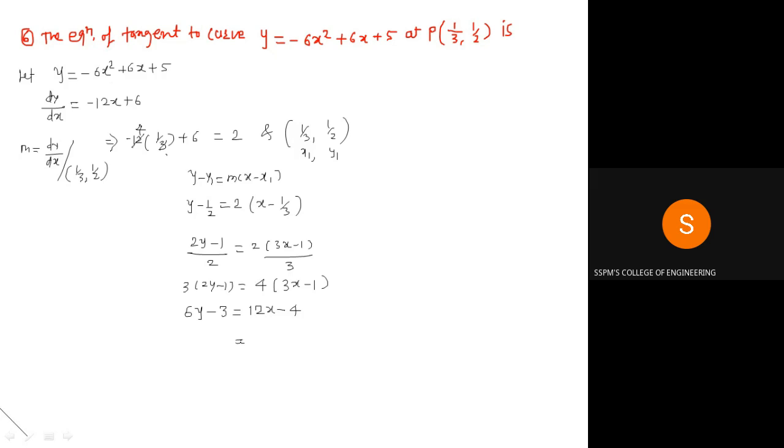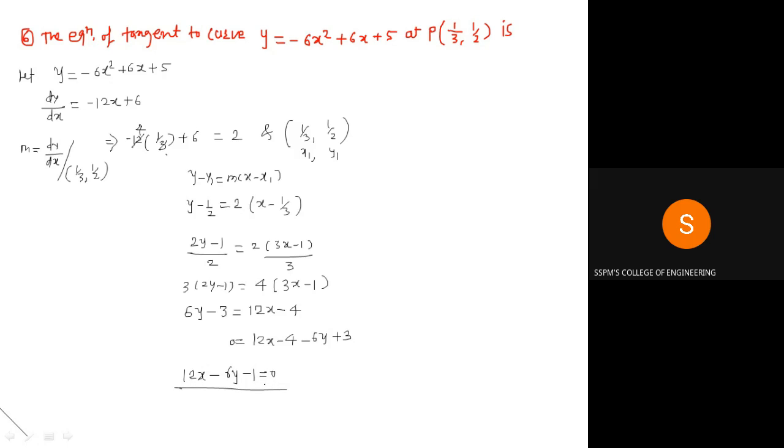So when you take all these terms to the RHS, in the LHS there will be 0. So 12x minus 4 minus 6y plus 3. And after simplifying, you interchange the sides. After interchanging the sides, what will remain? 12x minus 6y, and then minus 4 plus 3 is minus 1, that is equal to 0. It's the equation of the tangent.